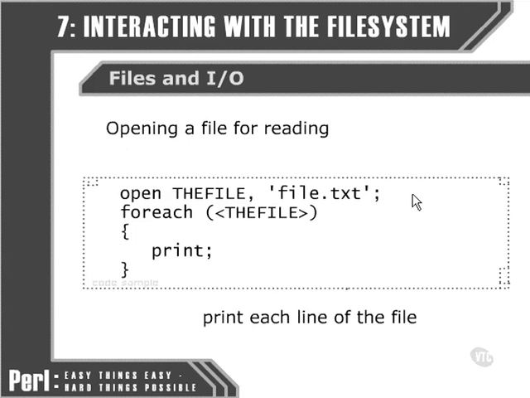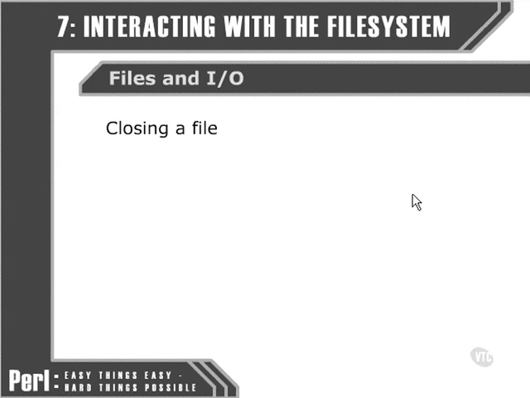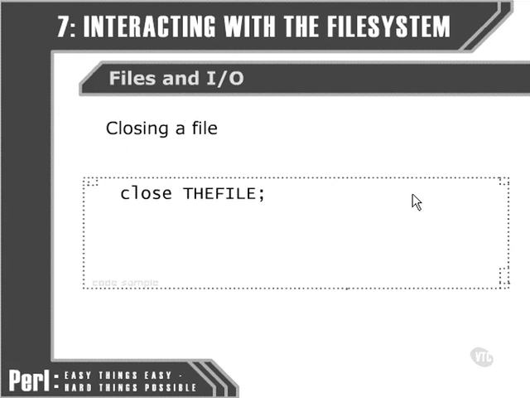Once we've used our file handle and we're completely finished with reading the contents of that file, we should close the file handle, and this saves our system resources. We do this by using the close function, and that just takes one argument, the file handle that we're closing.